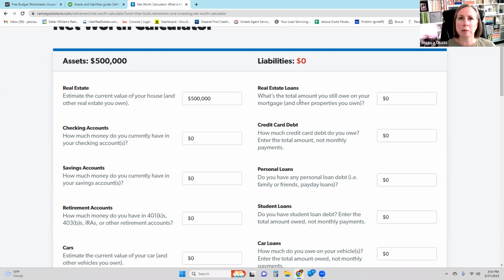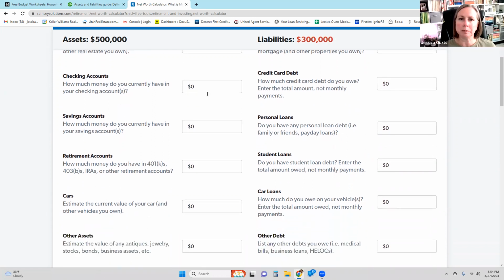I'm going to pop over here. I'm going to say that I still owe money on my home. I still maybe owe $300,000 on my home. So it's popping up here. You can see that the liabilities are already starting to calculate.